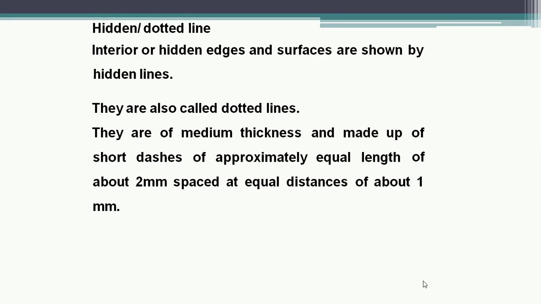After that the hidden or dotted line. Basically these lines are used for interior or hidden edges, and the surfaces are shown by the hidden lines. They are also called dotted lines. They are medium thickness and made up of short dashes of approximately equal length of about 2 mm, spaced at an equal distance of about 1 mm. When a hidden line meets or intersects another hidden line or an outline, their point of intersection or meeting should be clearly shown.